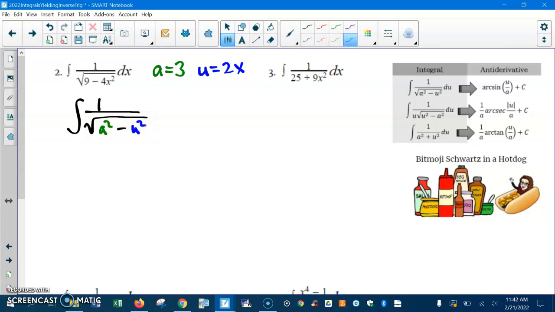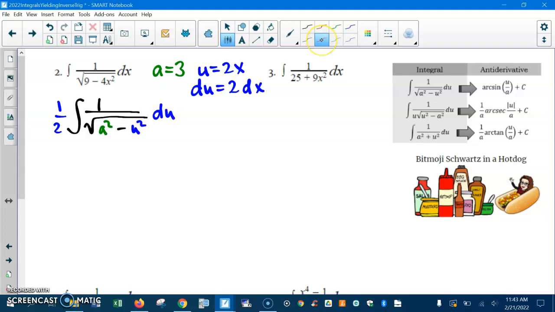Now let's go back up to our u. If u is 2x, then du has to be 2dx. And in order to account for that coefficient of 2, I have to multiply my integral by 1/2 before I can do a switch from dx to du.